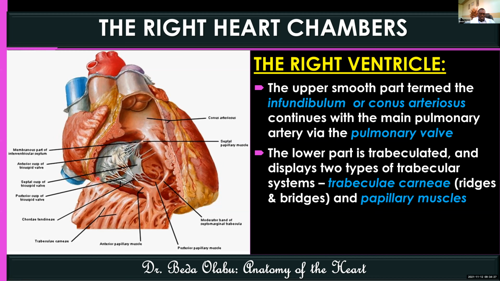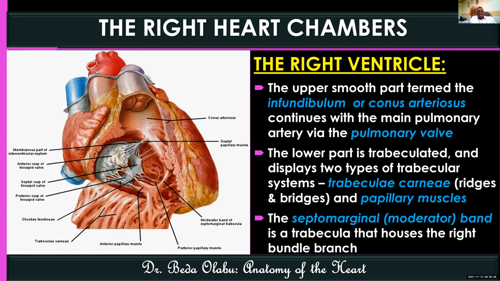Now, there are two types of trabeculae carneae. These longitudinal ones are called the ridges, and the tiny ones that join them are called the bridges. That is a bridge, and these other two are ridges. So we have ridges and bridges. Those are the trabecular systems within the right ventricle, although we can extrapolate that also to the left ventricle.